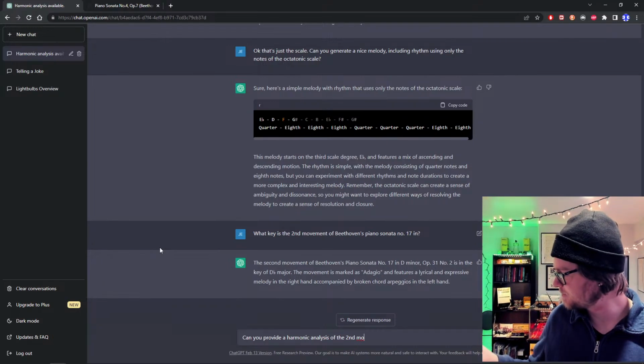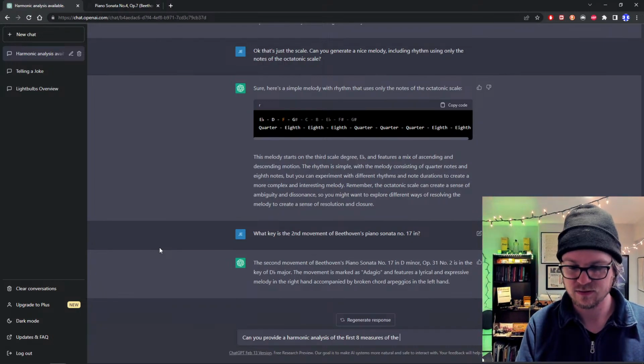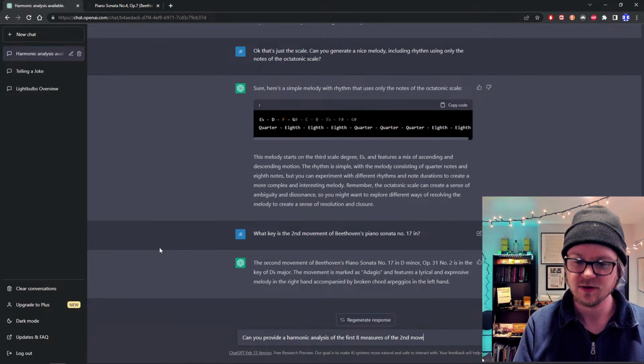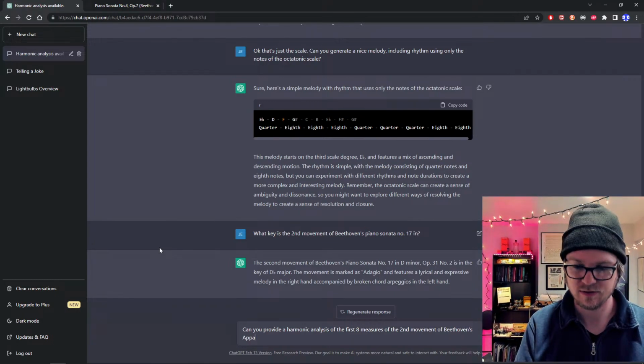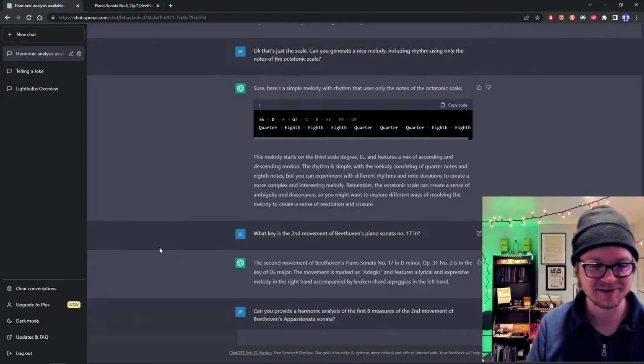Actually, let's be more specific. Of the first 8 measures of the second movement of Beethoven's Sonata. Okay, can you provide a harmonic analysis of the first 8 measures of the second movement of Beethoven's Appassionata Sonata? Let's see.